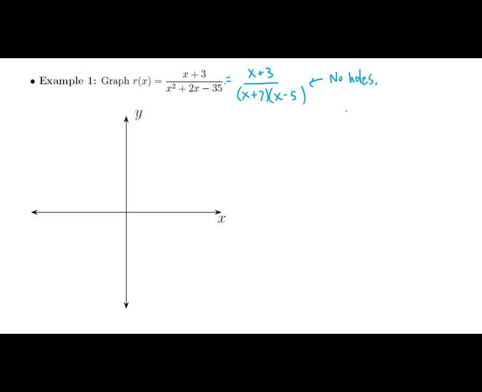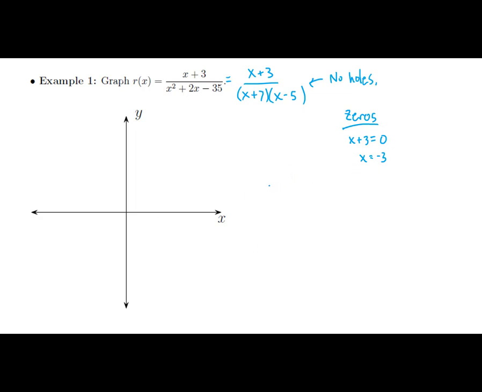So let's think about zeros. Zeros occur when the numerator equals 0. Not the denominator, but just the numerator. So we would say x plus 3 equals 0. Sorry, I'm going to erase that real quick. So of course we get x is equal to negative 3 as our 0. And I'm not going to immediately put that on the graph because I want to see where all the other important parts of the graph are, so I know how far apart to put my tick marks. All right, so there's zeros.